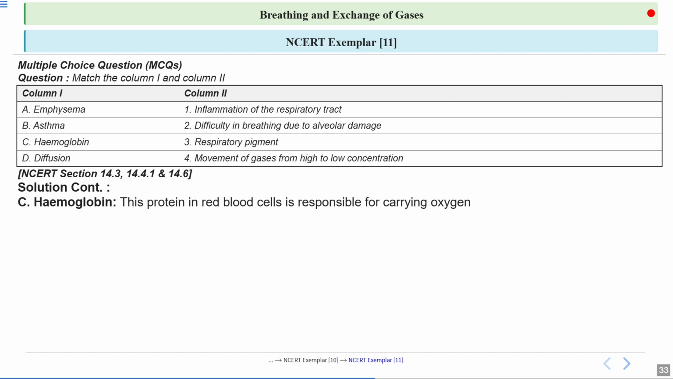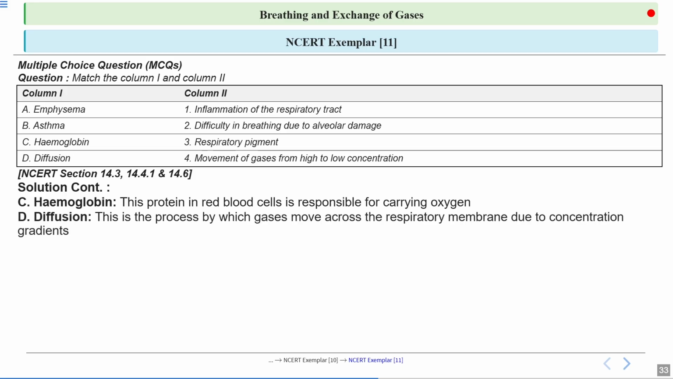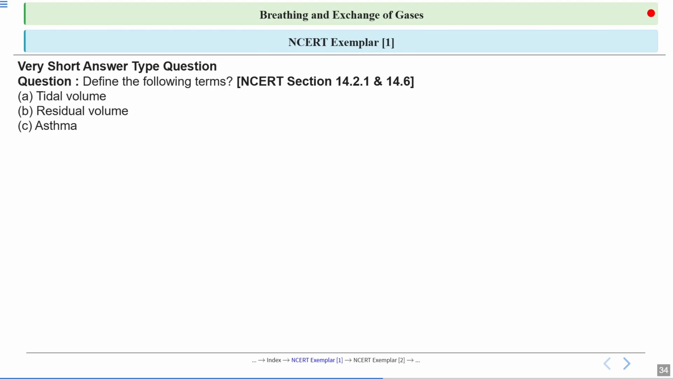Options, this C1, hemoglobin. This is a respiratory pigment that helps in carrying oxygen and carbon dioxide, right? And diffusion, this is the process by which gases move across the respiratory membrane due to the concentration gradient. So here we end this MCQs.